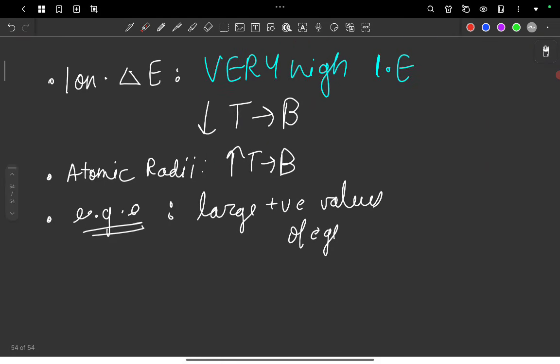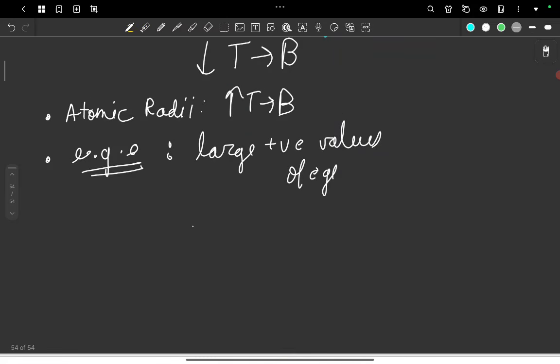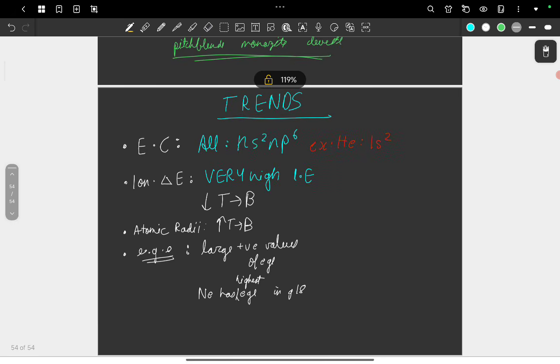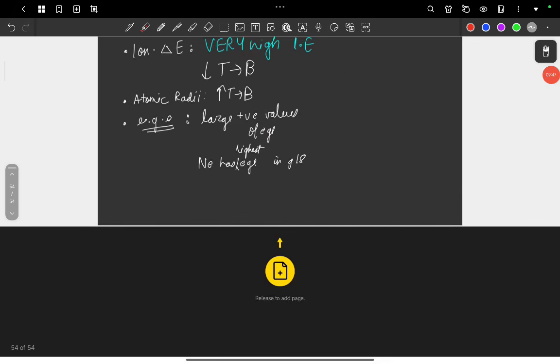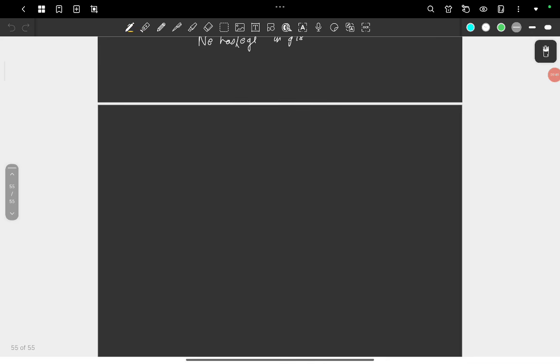And the NCERT does not mention a trend in the paragraph, but if we look at the table, neon has the highest electron gain enthalpy in group 18, and helium has the lowest. But yeah, just remember that neon has the highest. Although I doubt that they will ask this because this isn't mentioned as an explicit point. But yeah, that was it about the trends.